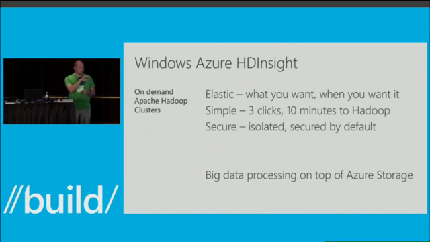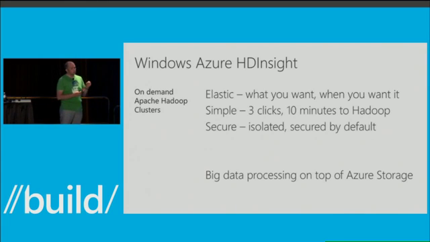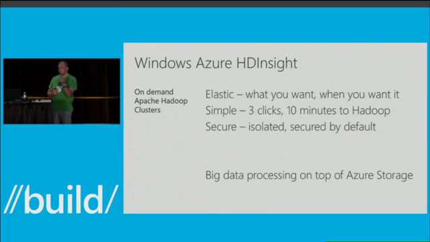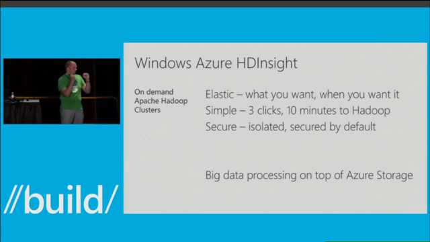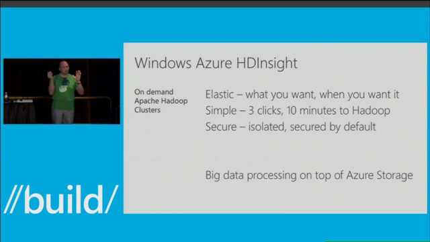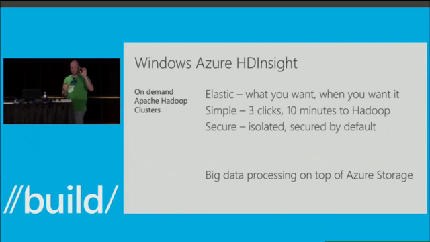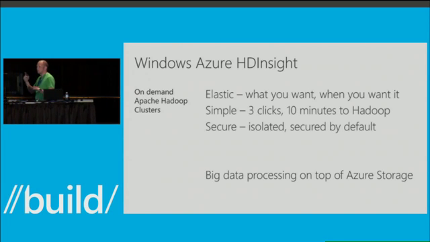Another way you can think about what we're doing is we are the ability to bring big data processing on top of Azure storage. So we're doing two things, really. We're spinning up Hadoop clusters. And the second thing is that we're binding those Hadoop clusters to Azure storage. And what this means is that we decouple compute and storage, and this gives you a bunch of flexibility. You can keep throwing data into Azure storage, and then when you need it, you can spin up compute capacity, run your jobs, and then tear those down.